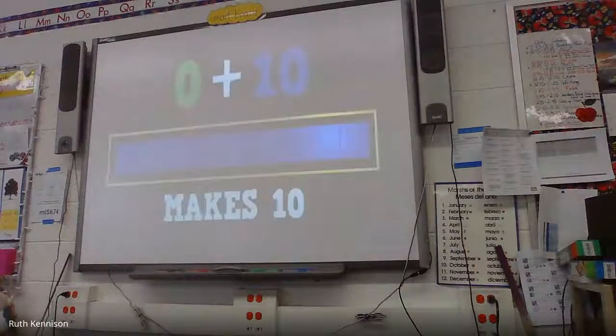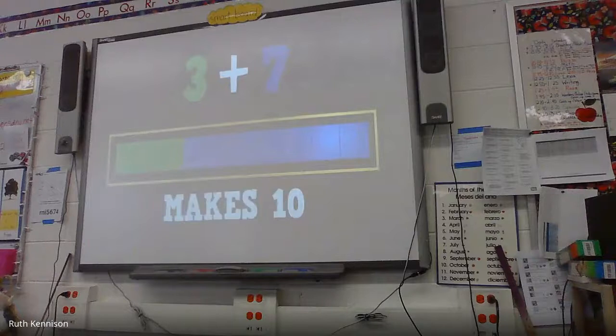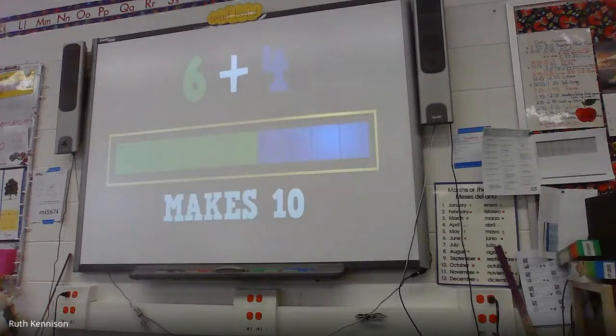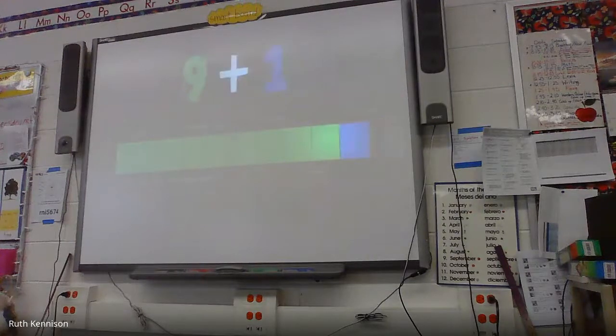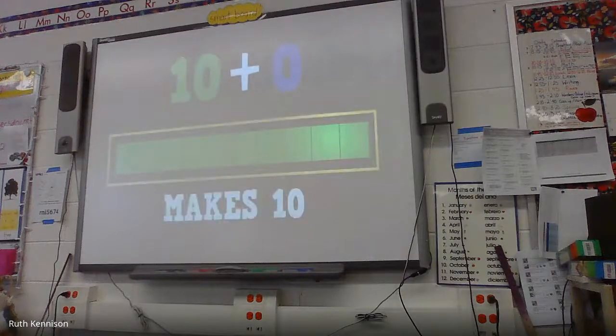0 plus 10 makes 10. 1 plus 9 makes 10. 2 plus 8 makes 10. 3 plus 7 makes 10. 4 plus 6 makes 10. 5 plus 5 makes 10. 6 plus 4 makes 10. 7 plus 3 makes 10. 8 plus 2 makes 10. 9 plus 1 makes 10. 10 plus 0 makes 10.